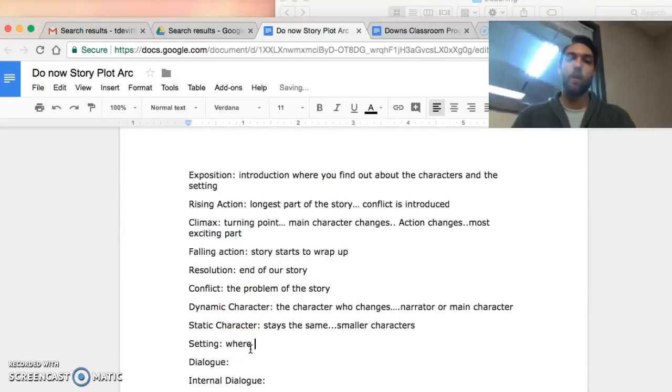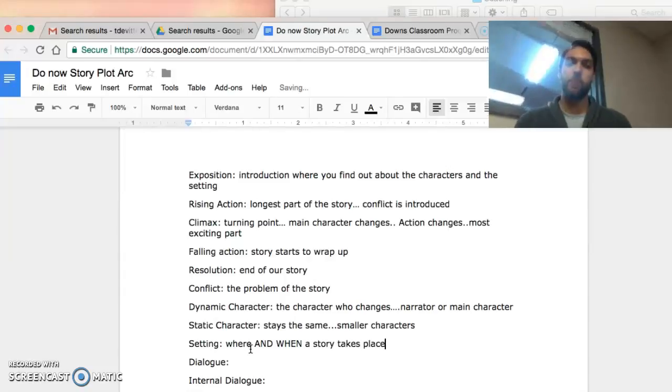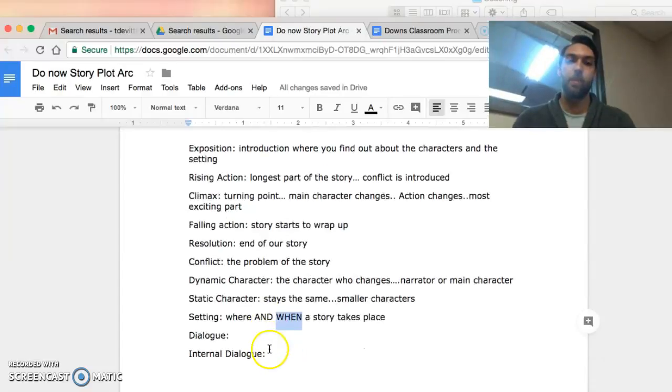Setting is where and when a story takes place. We all know that the setting is where it happens, but in 7th grade you also need to know when it happens. Does it take place back in the day, during the Civil War era, in ancient Greece, right? All those things make a difference to our story.